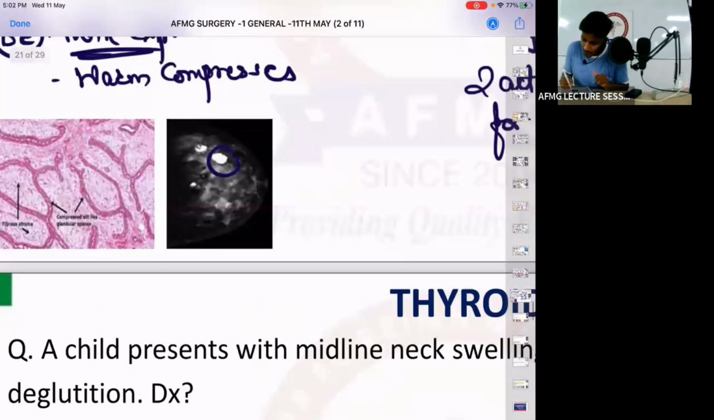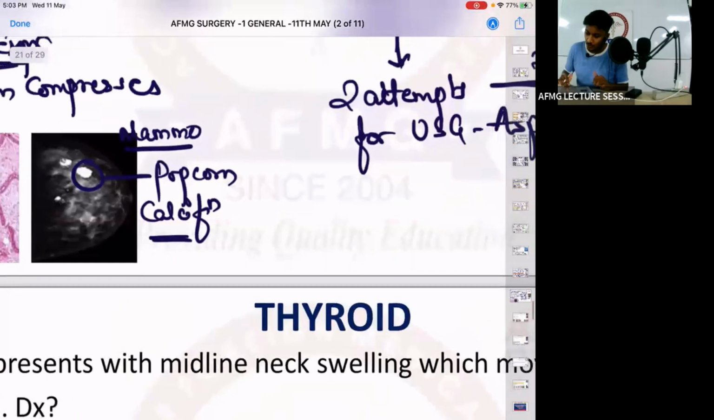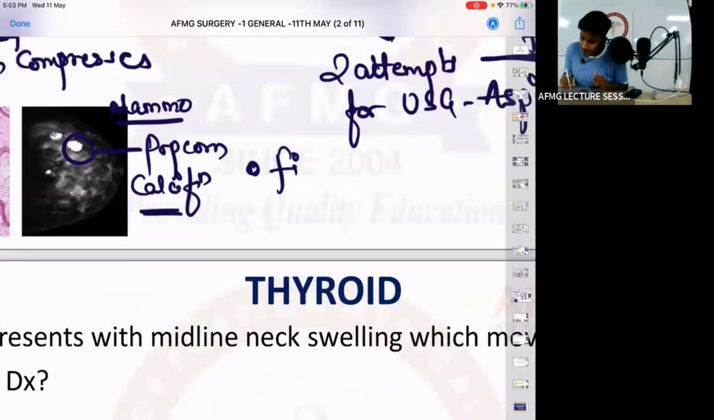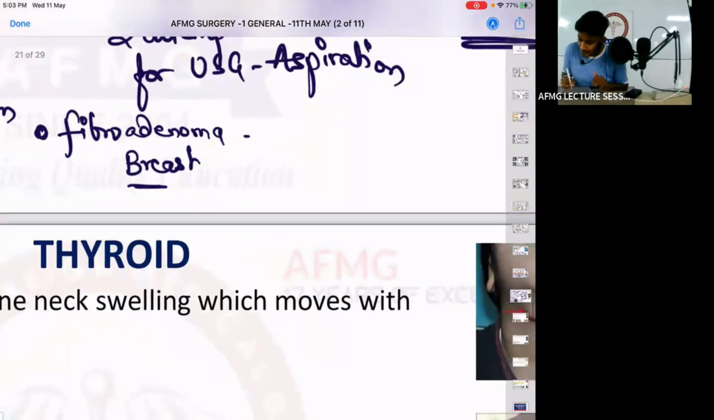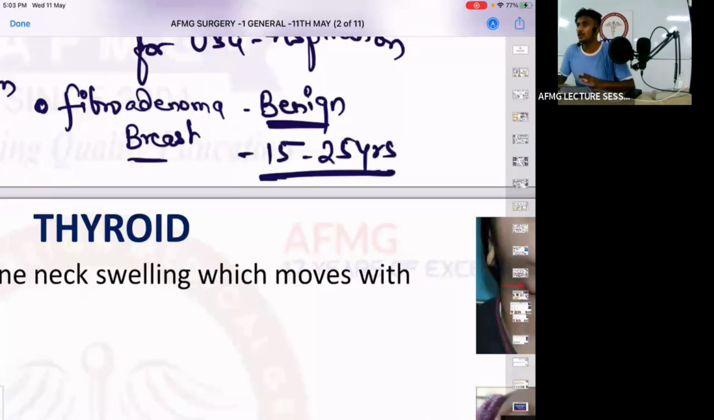Then here you can see a mammographic picture which is showing what? Mammographic picture showing a popcorn calcification. It is suggestive of which tumor? It is suggestive of a benign breast tumor known as fibroadenoma breast. So fibroadenoma breast is malignant or benign nature? It is a benign tumor. More common in which age group? It is more common in 15 to 25. The fibroadenoma most common age group is 15 to 25.